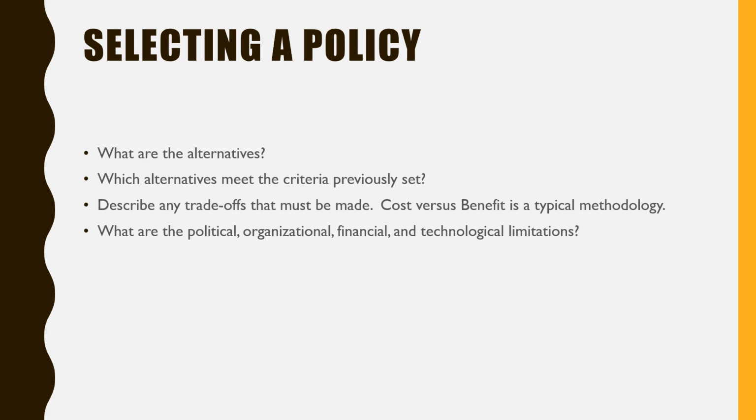So when you're selecting a policy, one of the things that you're going to want to do is say, well, what are my alternatives? What are all the things that we might be able to do? What alternatives meet these criteria we've already set? And we should consider trade-offs. There's always going to be trade-offs. If we have the perfect policy, it's still probably going to affect people who aren't going to feel as great a benefit from it as others.